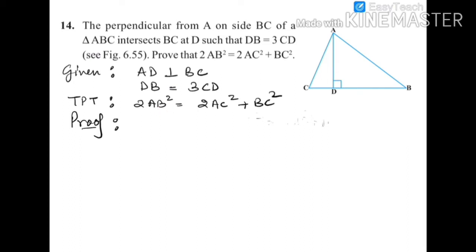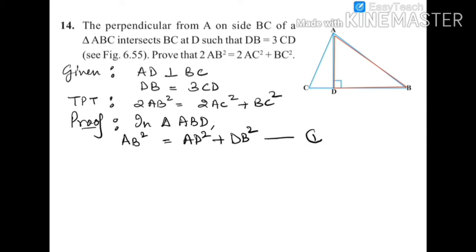Find AB in the figure. It belongs to the right triangle ADB. AB is the hypotenuse of this triangle. So we can use Pythagoras theorem in this triangle and write AB square is equal to AD square plus DB square. Let's mark this as 1.